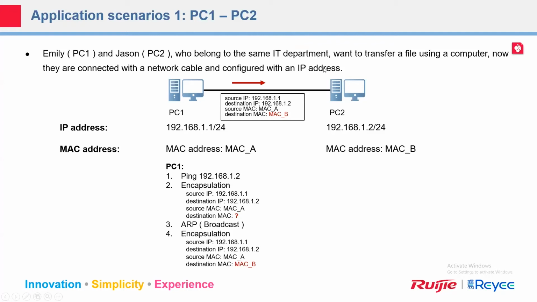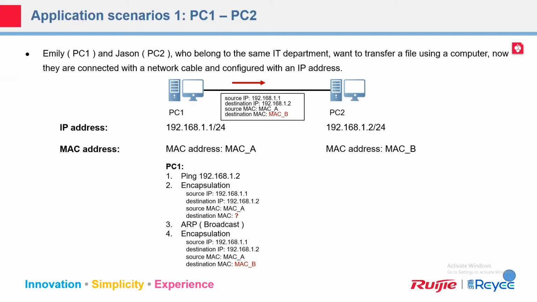Okay. So this is the process of the very easiest scenario of two PCs directly connected to each other, right? The network is very simple. It's very easy to understand, right?